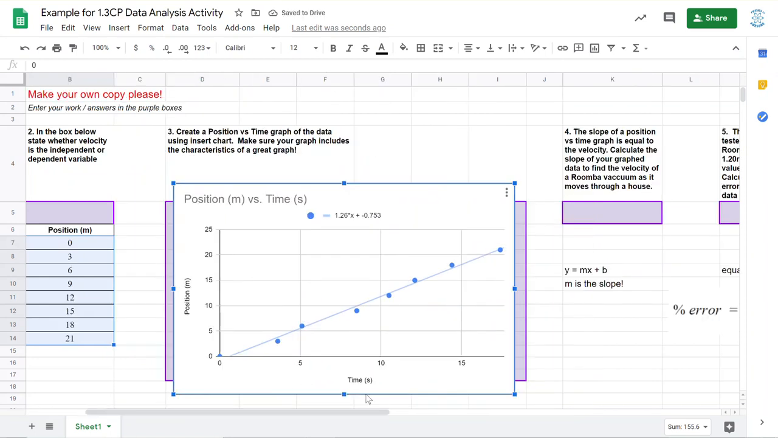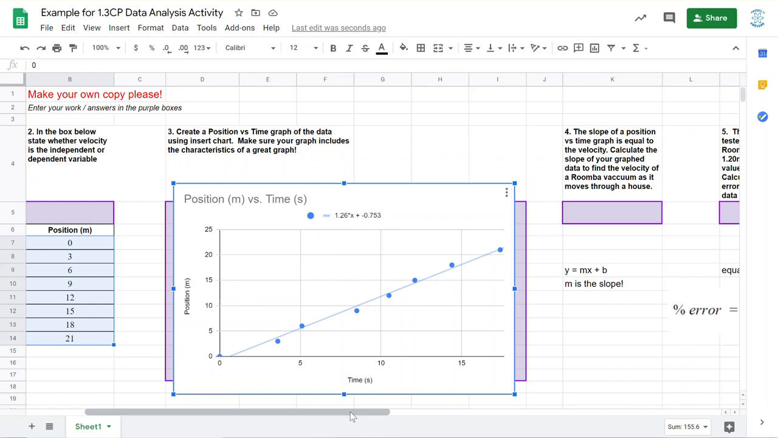And you can see this includes the things that a great graph should have. It has a title, position versus time. It has my axes labeled. Time goes on the x-axis. It is the independent variable. Position goes on the y-axis. It is the dependent variable. I have units for each of my quantities. I have my trend line, my equation of the line.